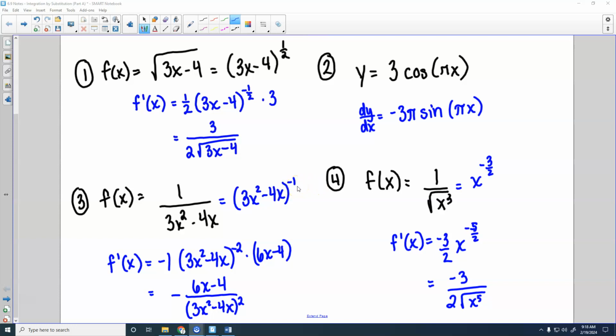To take the derivative of this, it's very similar to number 1. You multiply out front by the negative 1. You decrease your exponent by 1. And then you multiply by the derivative of the inside, which is 6x minus 4. It is important right here that you have parentheses around that 6x minus 4, because if you do not, then it's only multiplying this other stuff by 6x and then subtracting 4 on the end. So you do want parentheses around that.